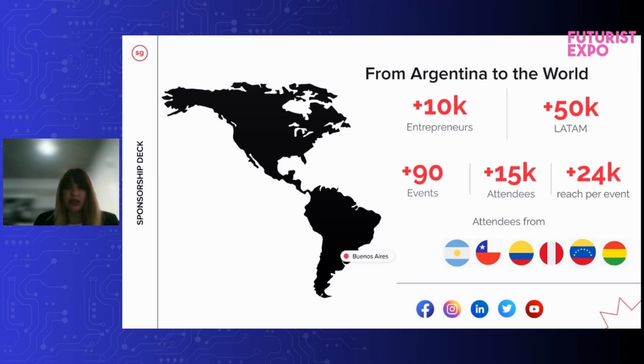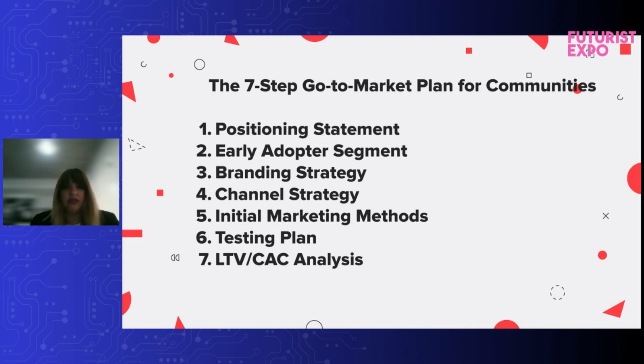So let me share with you how we started, and a couple of tips that maybe will be useful for your own communities, even if you want to start a community or you want to grow your community. This is a template of 7 steps that I'm going to explain. First of all, positioning statement, then which is your segment, the branding strategy, the channel strategy, what are your initial marketing methods and the latest marketing method, the testing plan, and of course we need metrics. So we are going to speak a little bit more about lifetime value and customer acquisition.